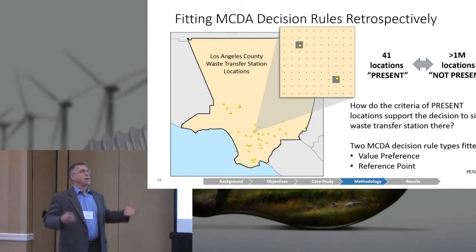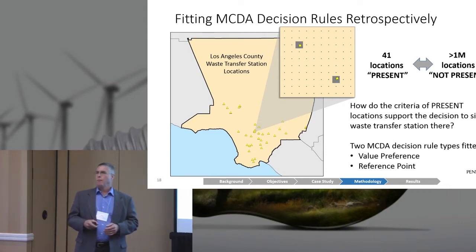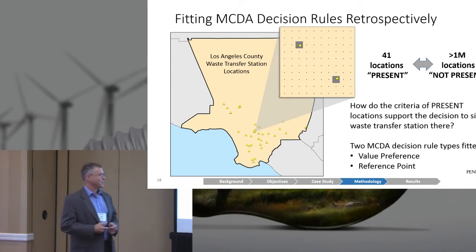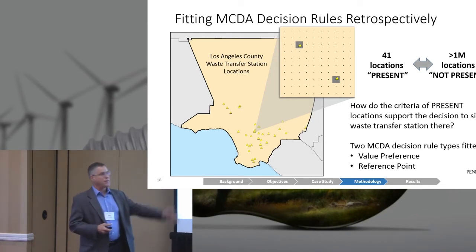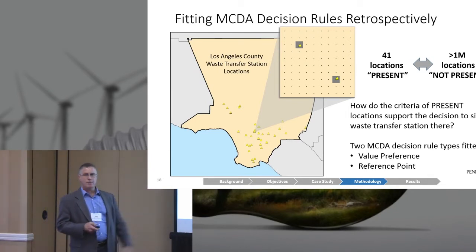Now, with that, we can start looking at fitting decision rules. And in LA County, as I mentioned, there's 41 current sites, so those are our present sites. And there's over 1 million cells where there's no waste transfer station. So what we're trying to do is describe how the criteria of the present locations support the decision to put a waste transfer station there, fitting it to 2 different MCDA decision rule types.